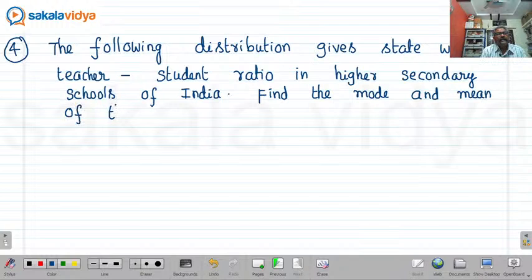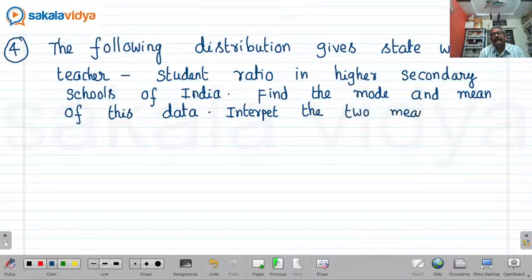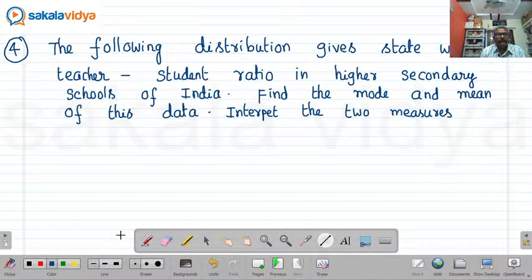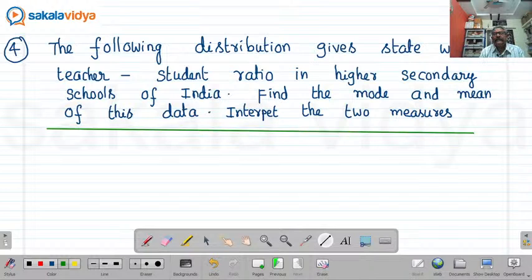Mean of this data. Interpret, we need to interpret the two measures of central tendency. That means two measures. Okay. So the frequency distribution is given now.